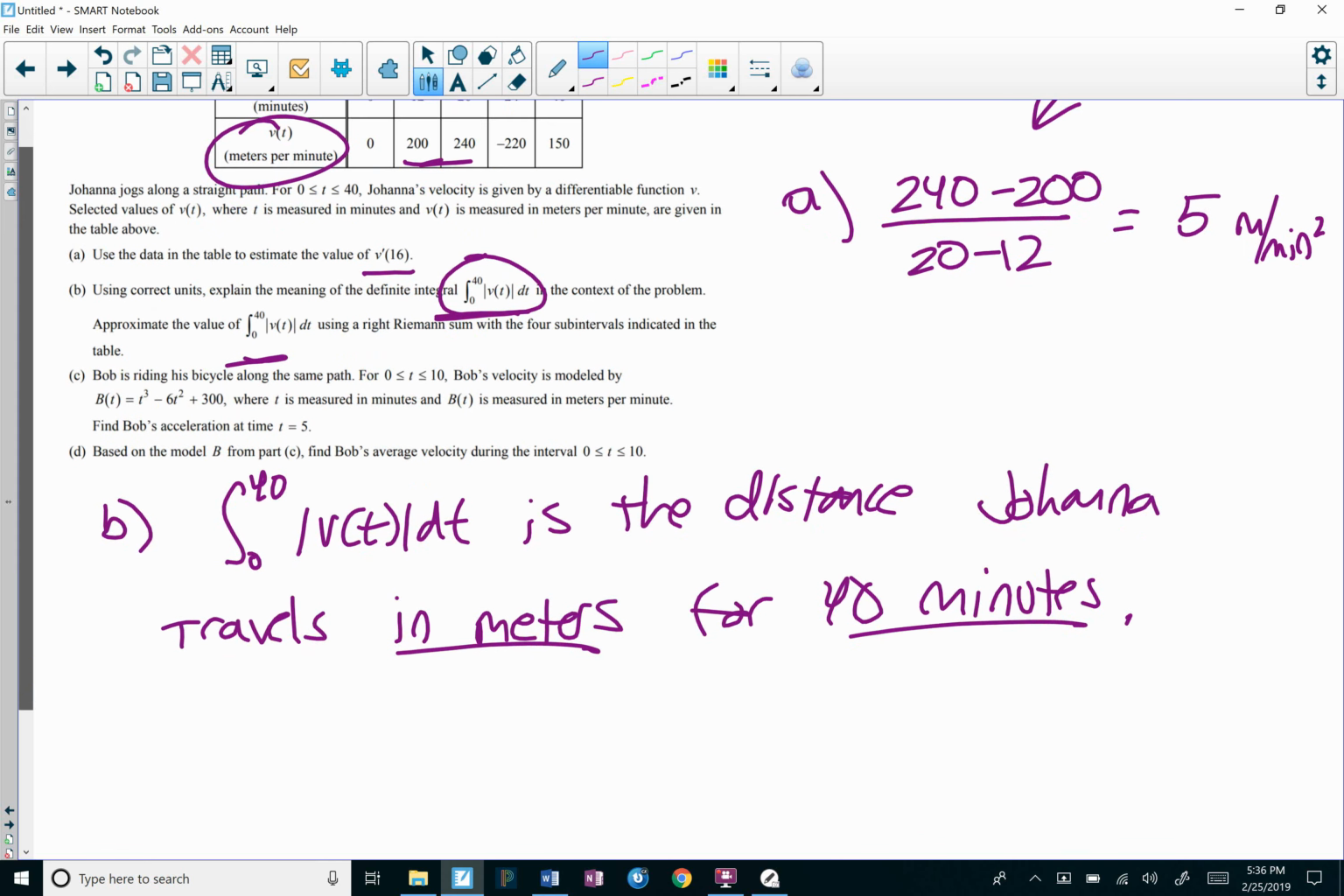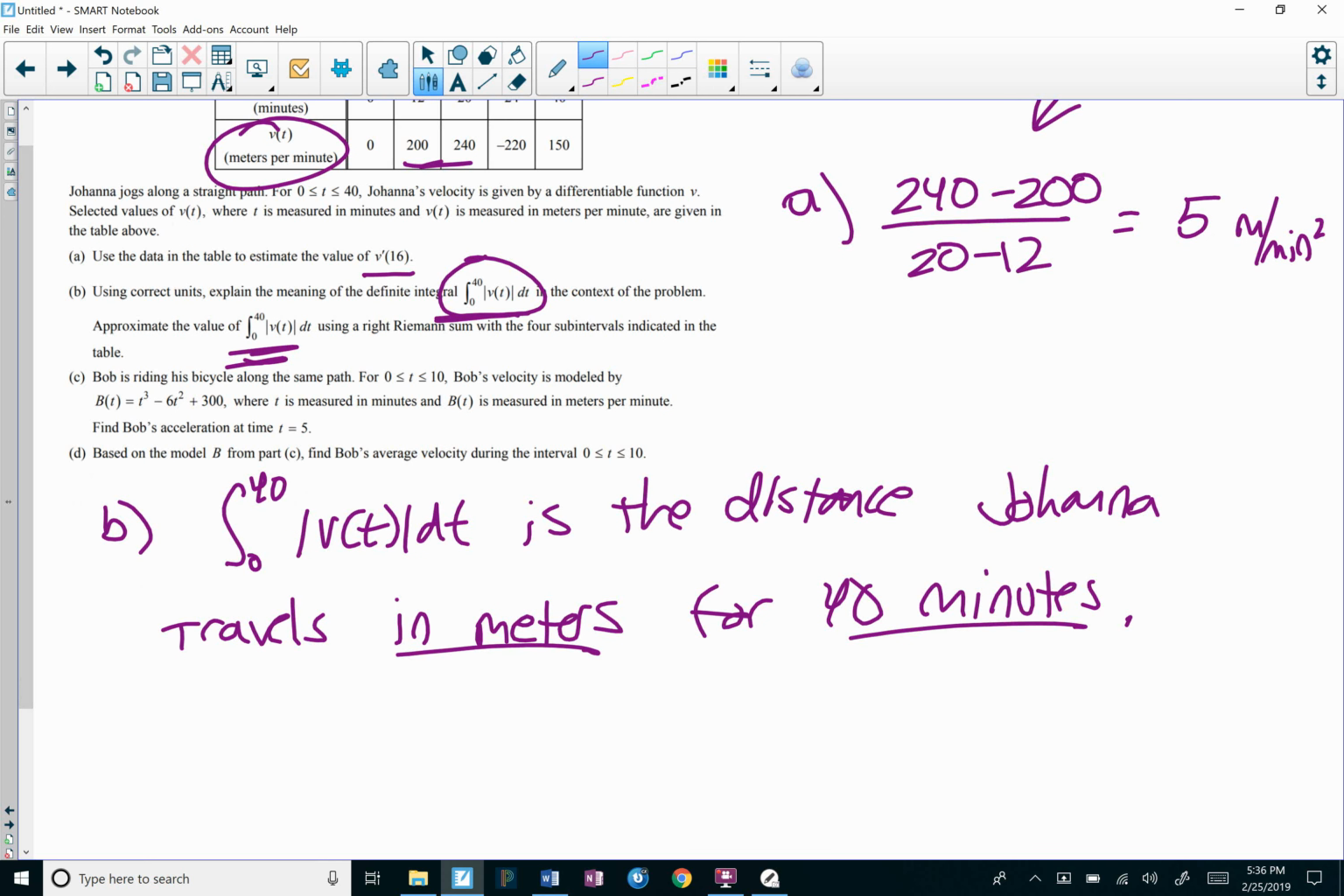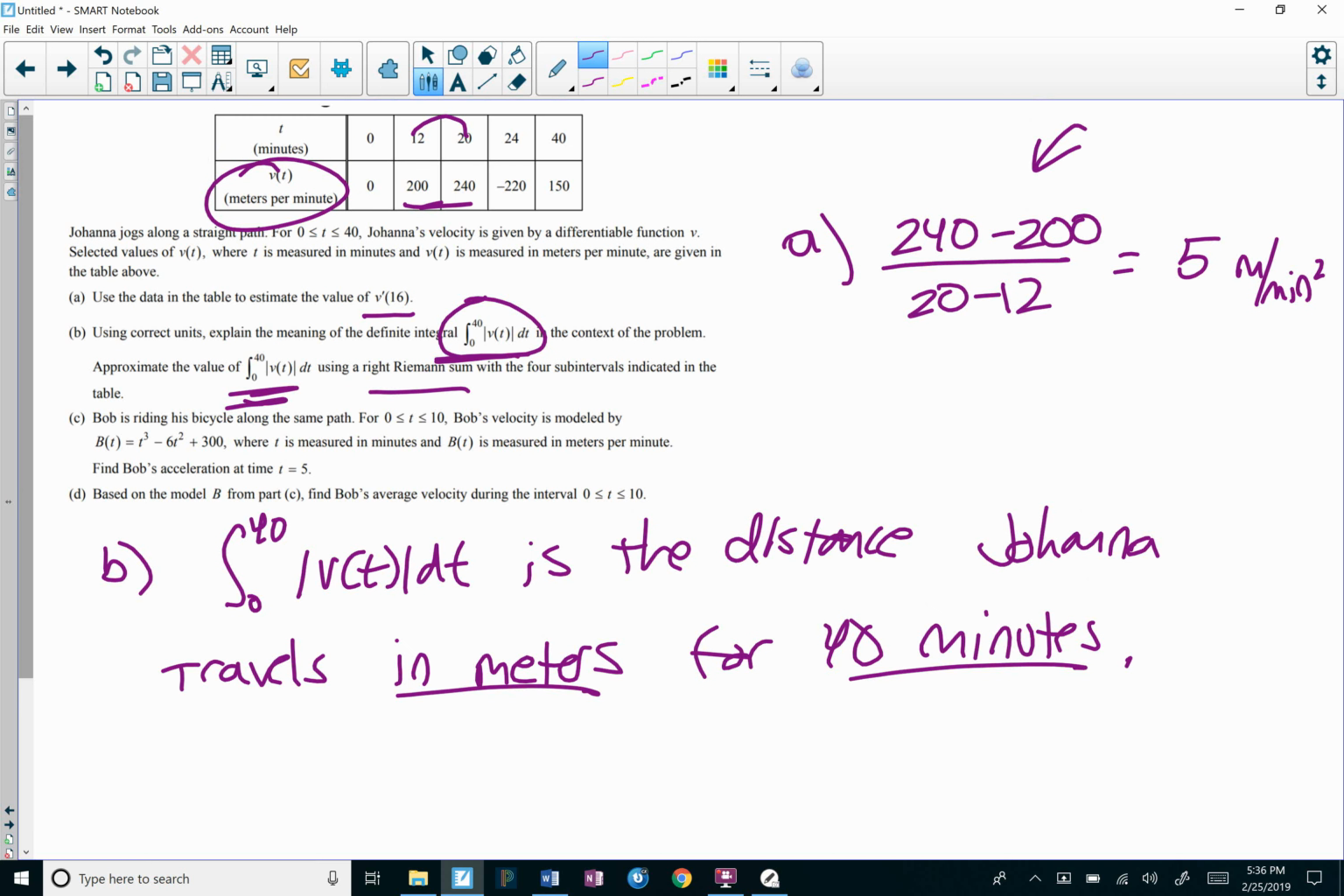Okay, now a lot of people get that part right, but then get this one wrong. We have to take the absolute value. A lot of people just do a straight up normal right Riemann sum. That's not going to get you any credit. Okay, so for starters, the subintervals are not the same width. We see it up here. We have to do them individually.